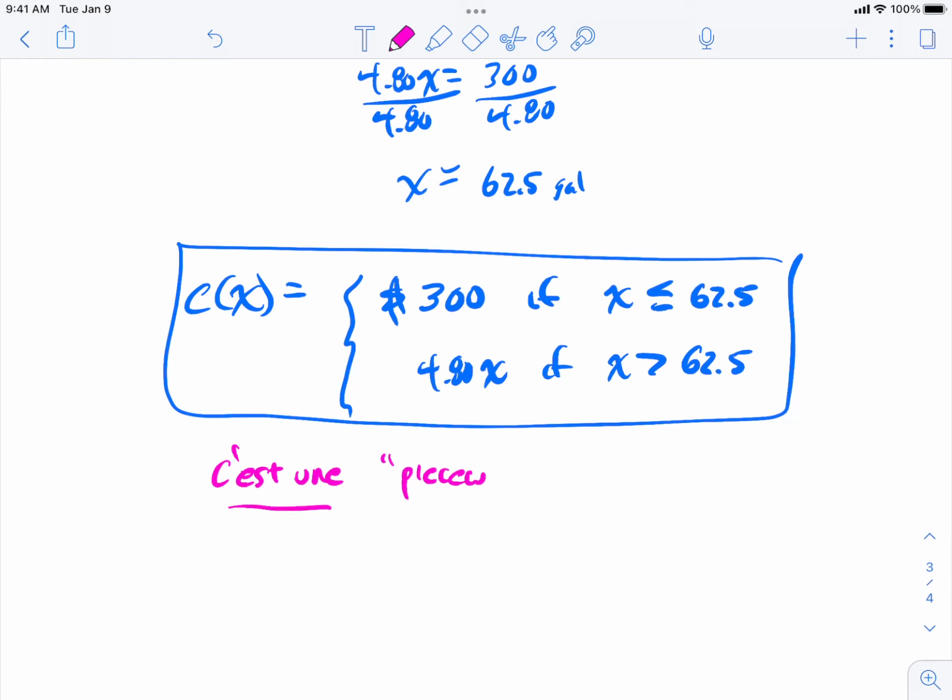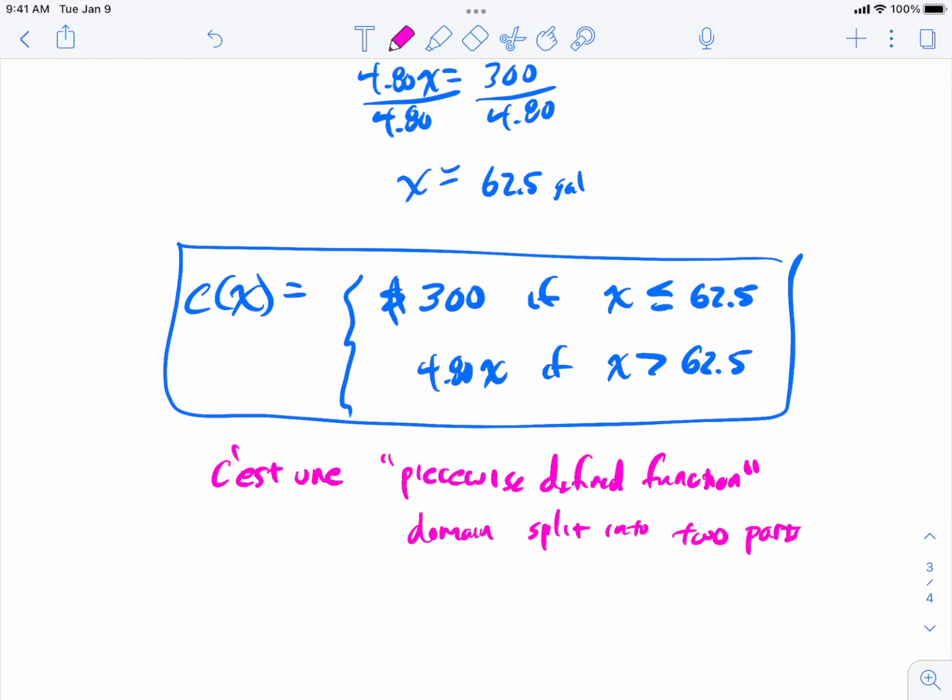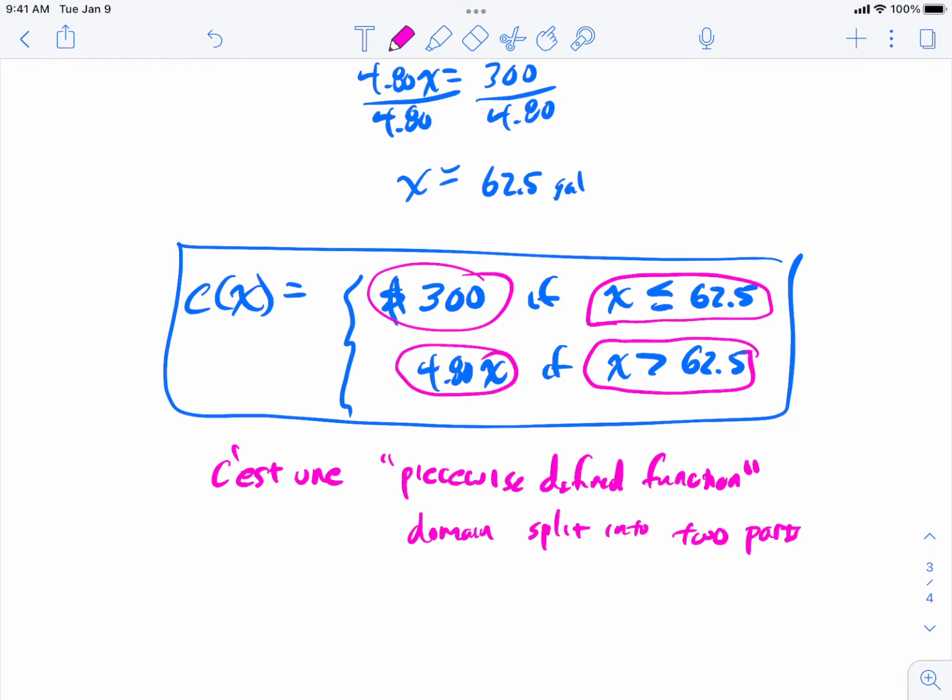Piecewise-defined function. Why is it called piecewise? Because the domain is split into two pieces. Remember what a domain is? A domain is basically the set of all possible inputs. And the inputs are the x generally. So if your input is less than 62.5, this is what you use for your output. Whereas if your input is anything greater than 62.5, you come over here to this formula to figure out your output. This is what we mean by a piecewise-defined function.